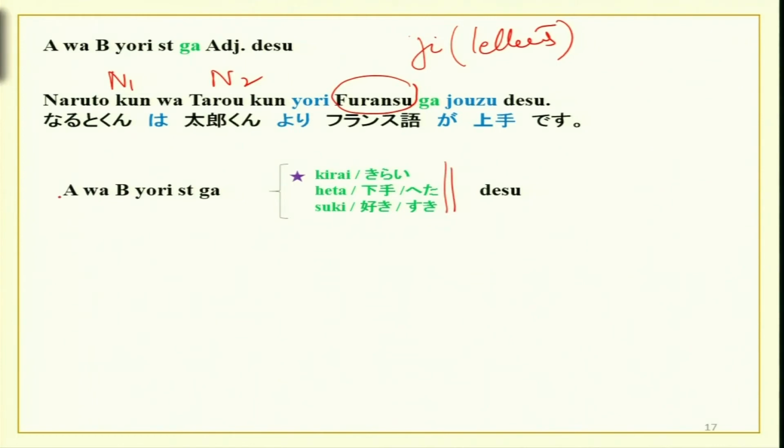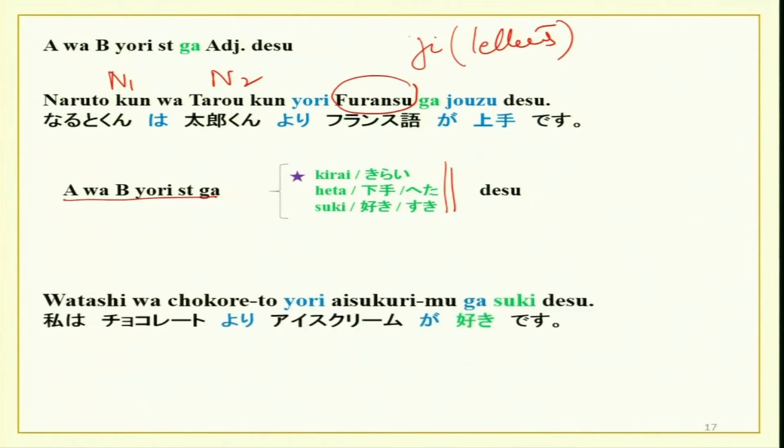Now, watashi wa imoto yori niku ga kirai desu. So, I don't like niku, my imoto likes niku more than me. Watashi wa sensei yori kanji ga heta desu. Or watashi wa ice cream yori keiki ga suki desu. So, same pattern. Practice with these patterns in mind and you will see that you will be able to do conversation. Watashi wa chokureto yori ice cream ga suki desu. I like, you just now did the kanji, suki desu.